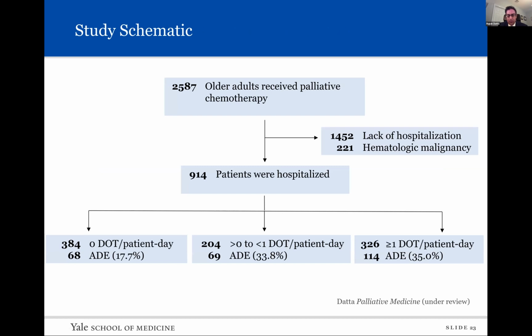So overall, during the study period, we identified over 2,500 older adults who received palliative chemotherapy. Now, many of these were excluded because they were never hospitalized, at least within the Yale New Haven health network, which includes many hospitals in the region, and a small subset had hematologic malignancy. Of the remaining approximately 900 that were hospitalized, what is shown here is the distribution of patients who were exposed and unexposed to antibiotics.